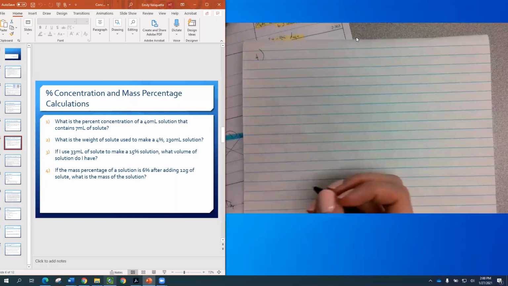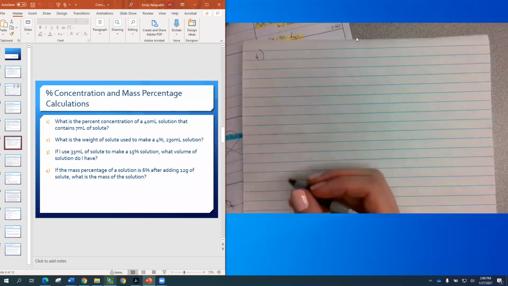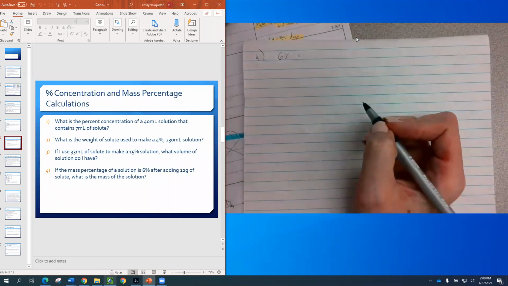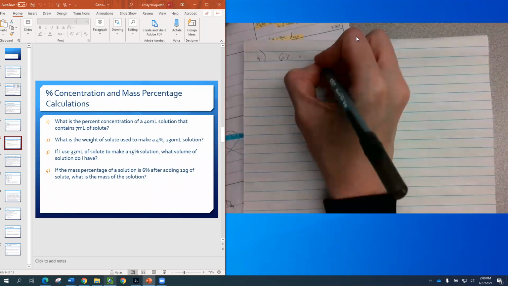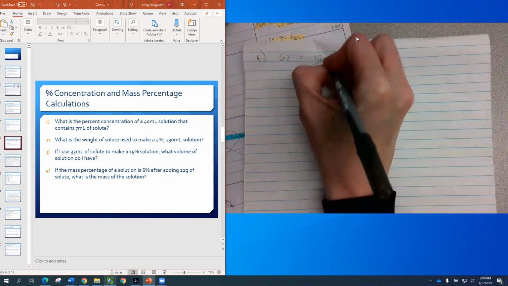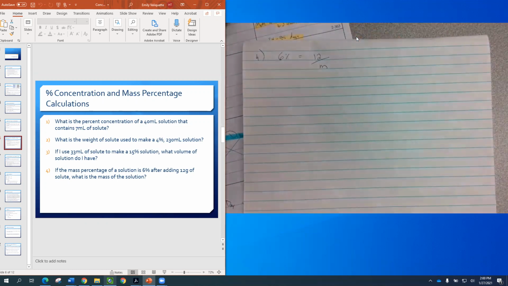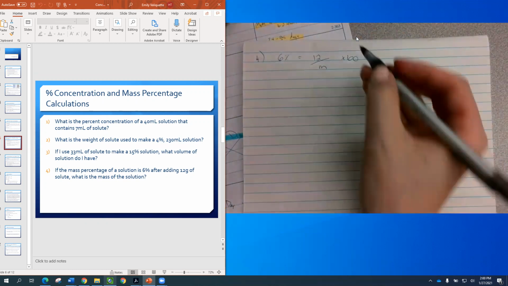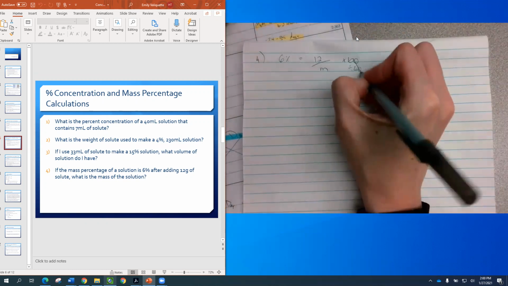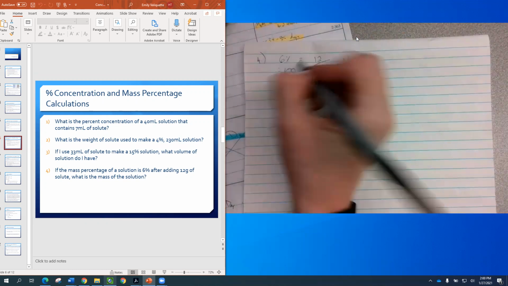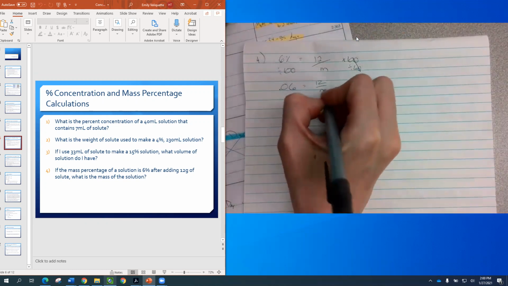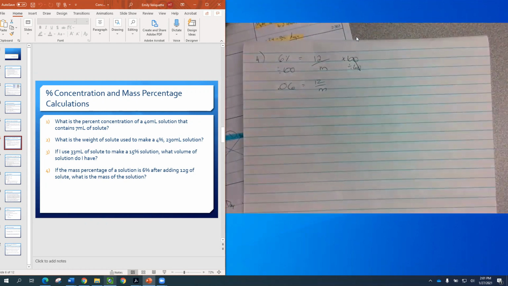The last one deals with mass percentage. Once again, it gives us our percent, so that's going to go on the left-hand side. It also gives me my mass of solute, and it wants to know the mass of the solution. Of course, I have my times 100 there. Step one, get rid of the 100, move it to the other side by dividing. That gives me 0.06 equals 12 over the mass of the solution.